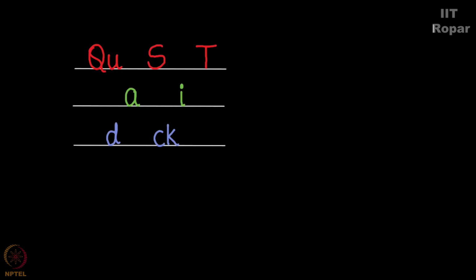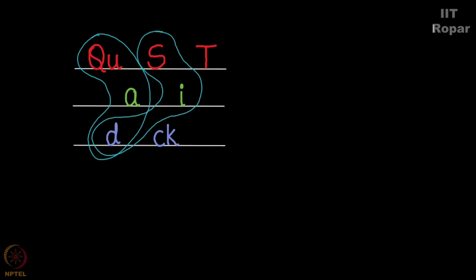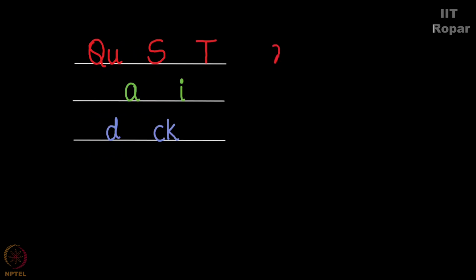Look at this. How do we create a word out of these three lines? I pick a QU and an A and a D, or I might pick an S and an I and a D here, right? So let me just write down X into X, which denotes the first line. You will soon understand what I'm doing.